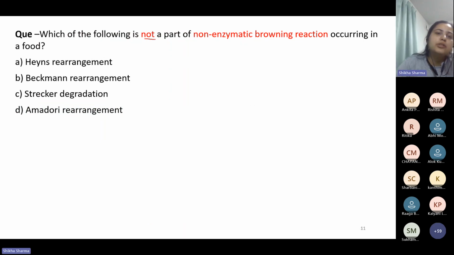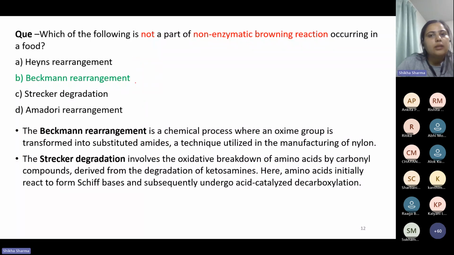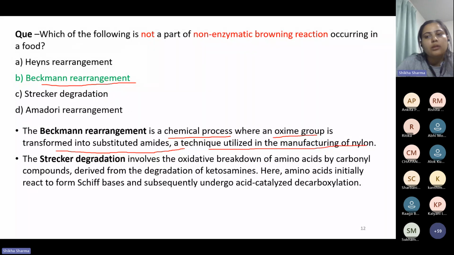So next is: which of the following is not a part of the non-enzymatic browning reaction? Let's see. Beckmann rearrangement is not a part of the non-enzymatic browning reaction, because it's a chemical process where an oxime group is transformed into a substituted amide group, a technique utilized in the manufacturing of nylon.